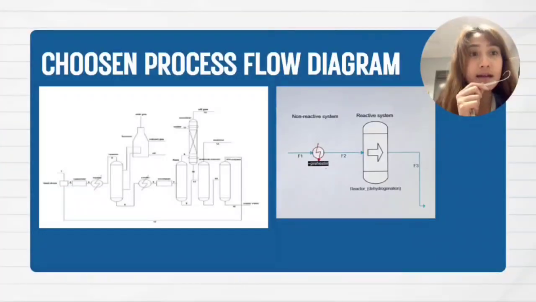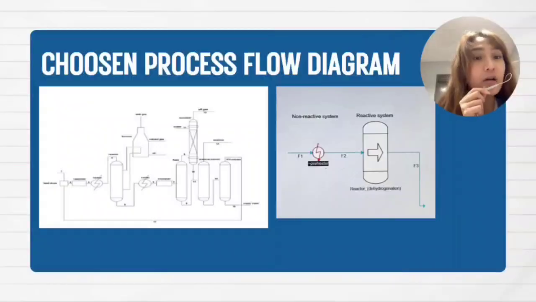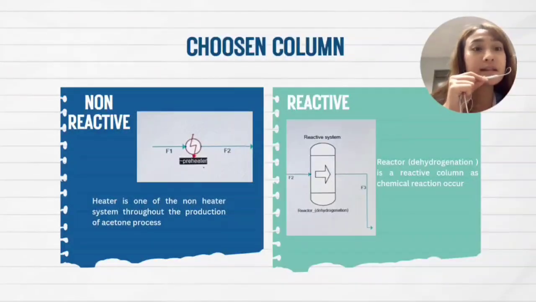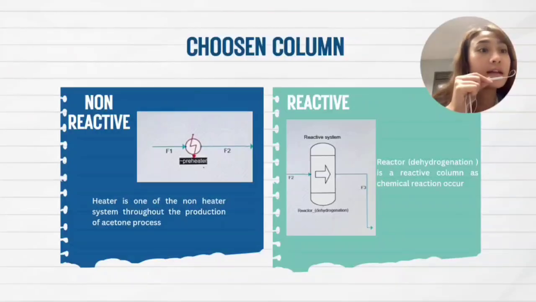As you can see in this slide is the chosen process flow diagram that we found on the internet, and to the right-hand side is the process flow diagram that we made in the Symmetry app for this system, production of acetone. Based on the assignment, we have to choose one non-reactive system and one reactive system. So for the non-reactive system, we choose heater, and for the reactive system, what we calculate is the reactor that undergoes dehydrogenation.